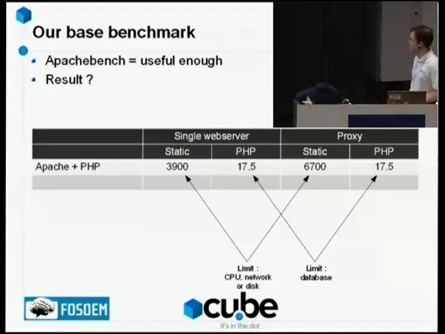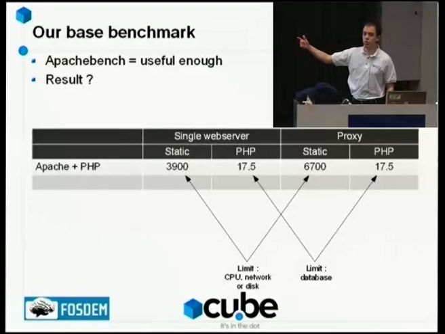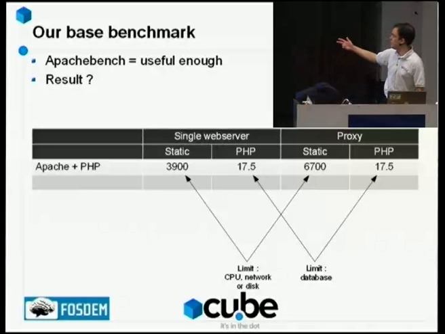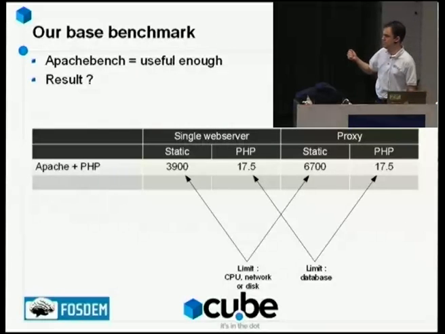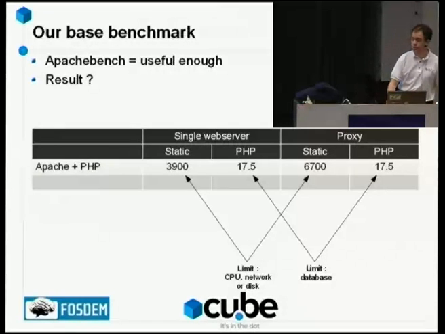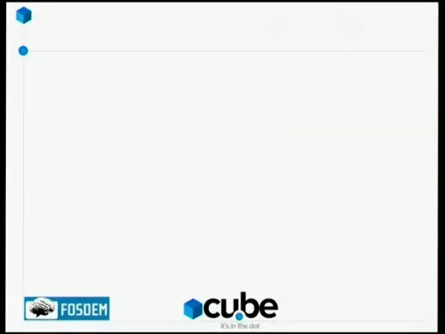And the reason for that is that on the static part, the limit is the CPU, network, or disk level. On the dynamic side, on the PHP side, we have a limit which is the database, basically. So we're limited by the amount of queries that our database can process. Our goal is, of course, to increase, well, both. So let's talk a little bit about caching.